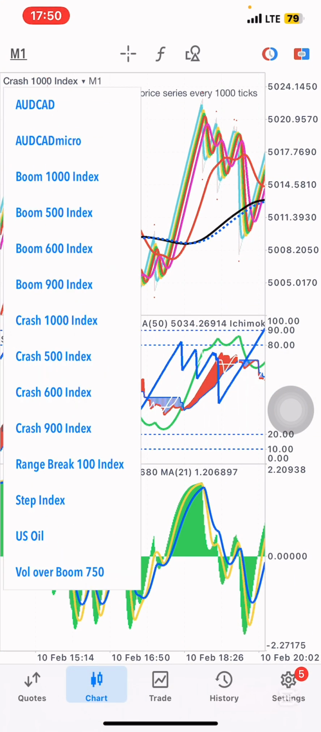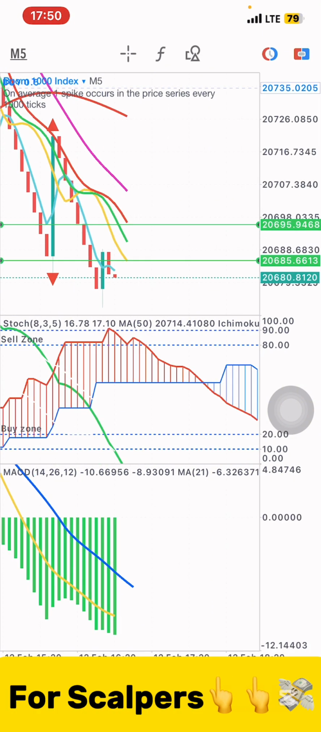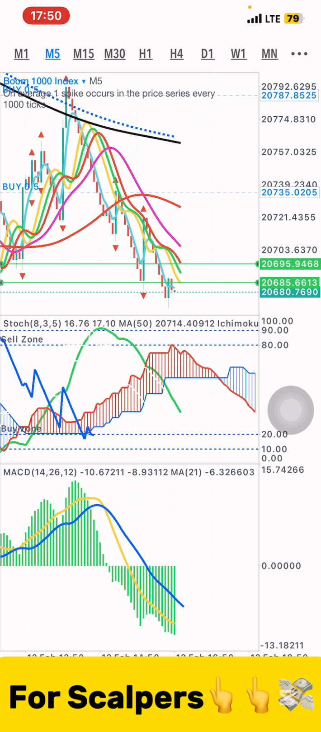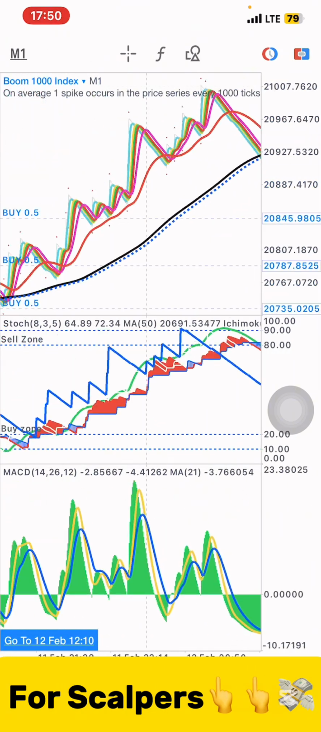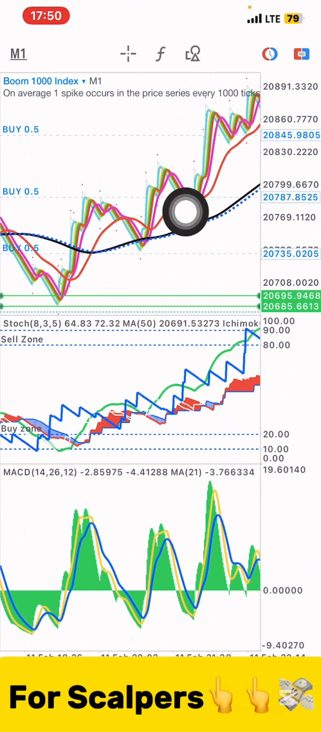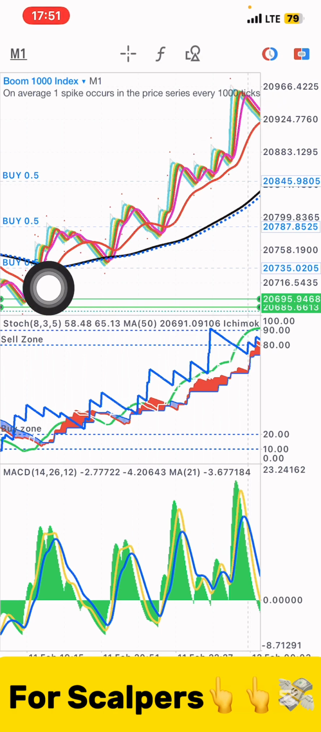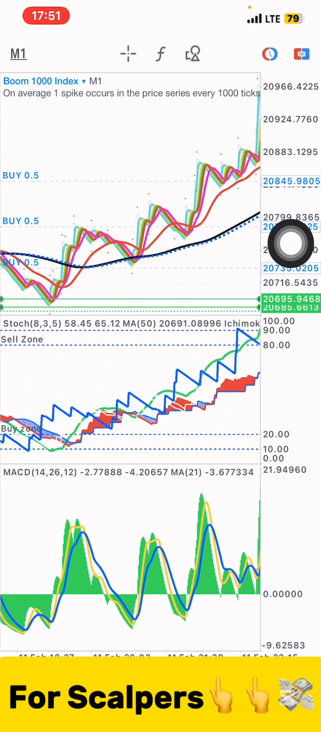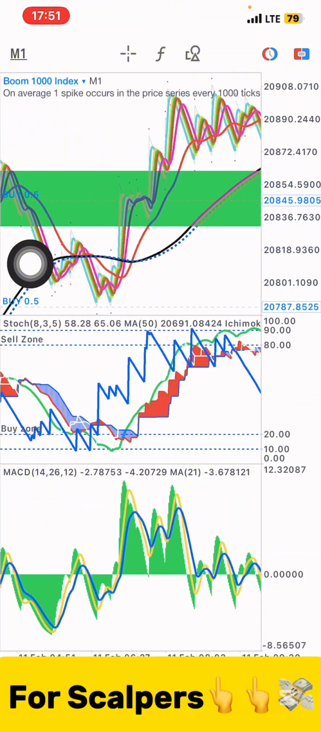So let's go to Boom 1000. If you are a scalper and you are only trying to scalp the market, this red line should be your barrier, stop loss or exit. This red line you are seeing, if you are using this, you should know the meaning of this red line. So this red line should be a barrier for you using this awesome strategy.